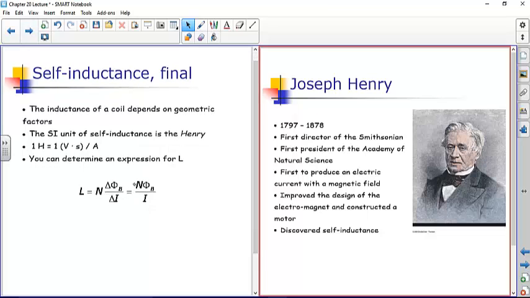So this doesn't actually tell us yet how you would get the inductance from the geometry of the element. And this guy, Joseph Henry, was the one that did the pioneering work. So what did he do? He was the first to produce an electric current with a magnetic field. He improved the design of electromagnets and constructions of motors, and he discovered this whole concept of self-inductance.